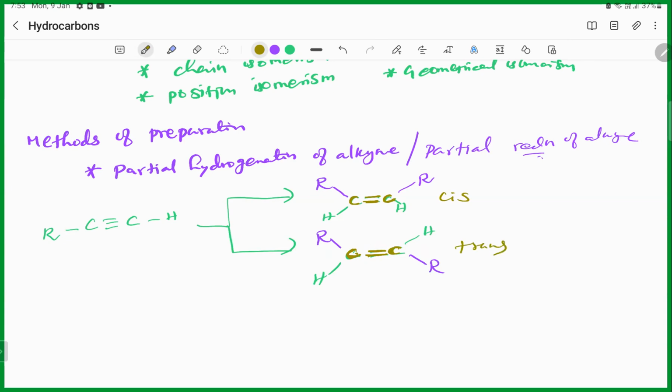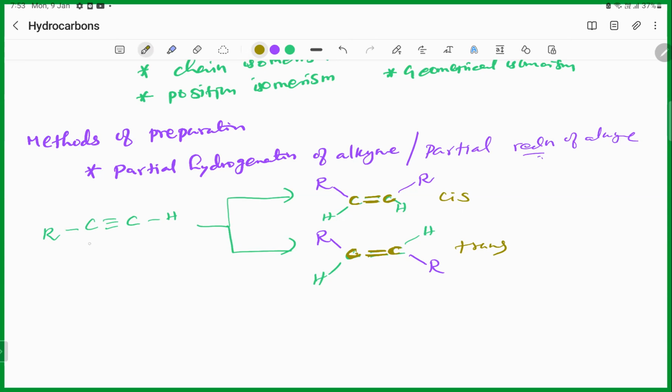Please remember, across the carbon-carbon double bond, when the two similar groups are on the same side, it is called the cis form. If the two groups are on opposite sides, it is called the trans form.